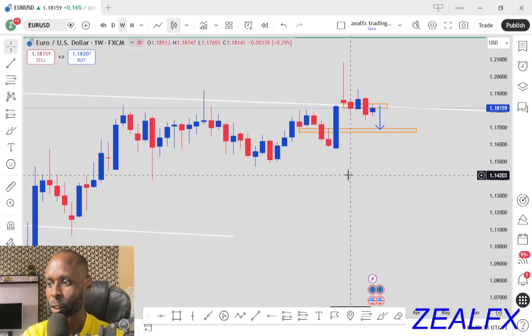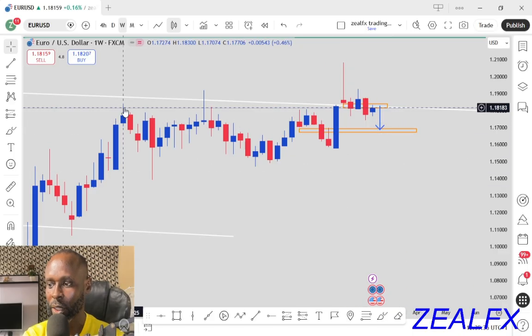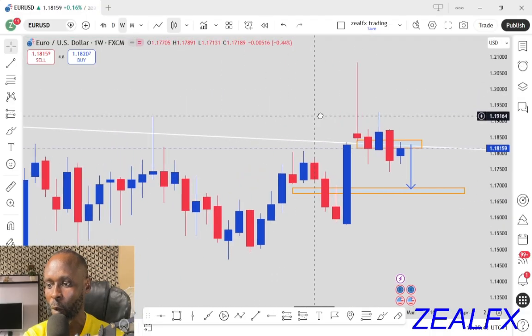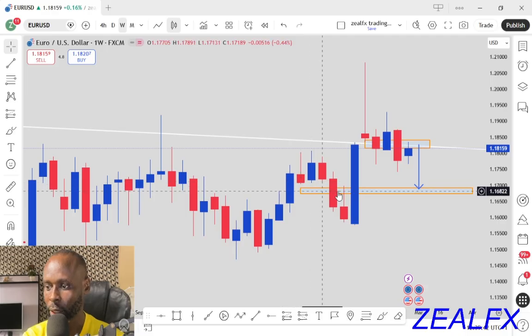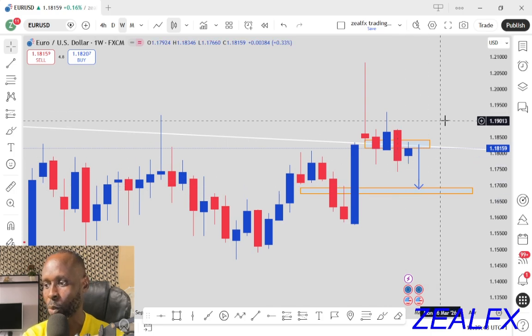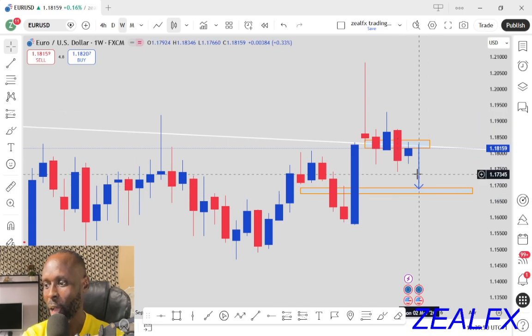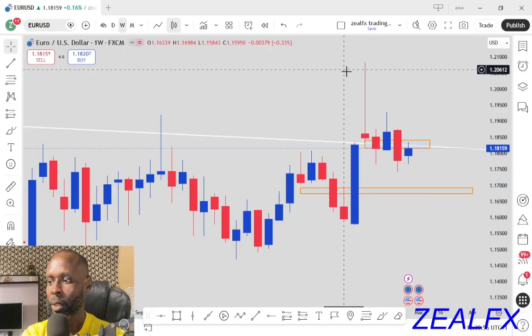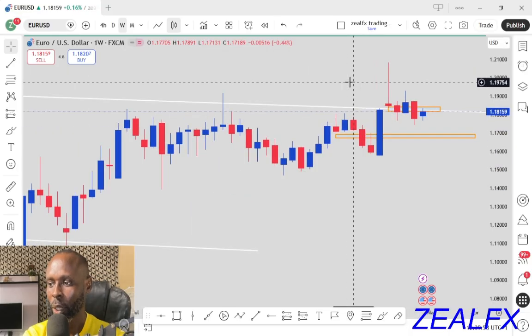So one thing about trading, we cannot buy from a resistance level. So long as price is on a resistance level, we need a strong support level for us to buy the EURUSD. So long as price is on a support level, then we can start looking for a buying opportunity from this support level to the top. So currently we have price on the resistance level, which is not a good indication for us to look for any buying opportunity on the EURUSD.